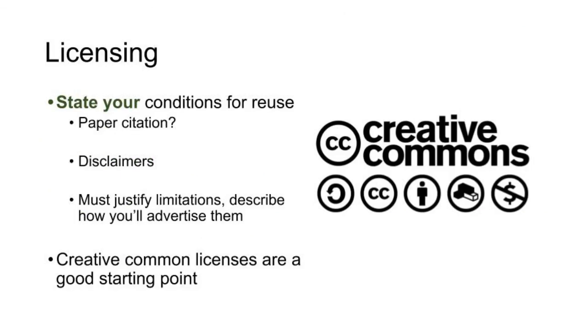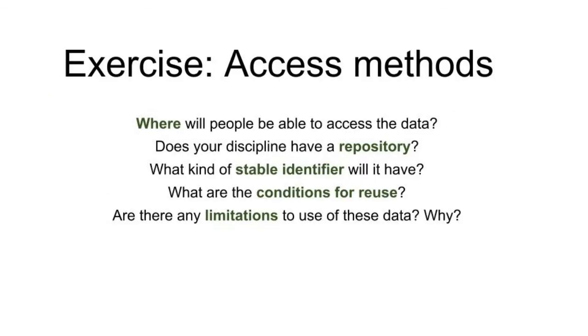Even if you share your data, you don't need to do it without restrictions. You can state your conditions for reuse in a license. A common condition for reuse is that users cite your data and/or associated publication. You can also issue disclaimers about your dataset. However, you must justify your usage limitations. A good starting point for licenses is the Creative Commons website, but we won't go into that here because it could take an entire session.